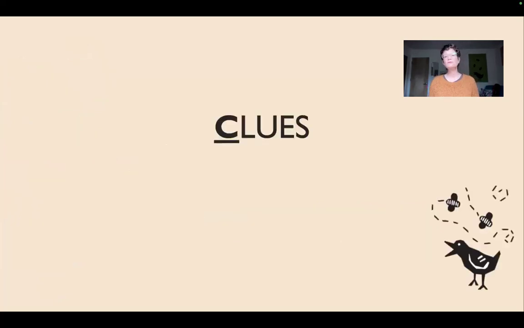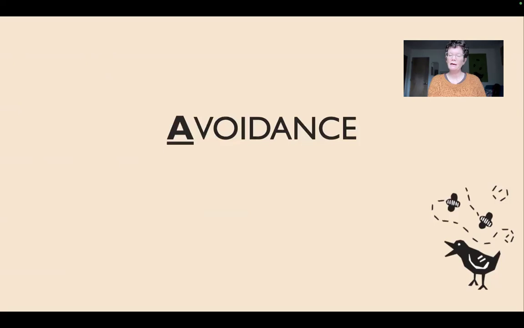All right, let's talk about these letters. So C stands for clues. Kids give clues as to whether or not something is going on with them, and I will give you some examples of these in just a minute. A is for avoidance. Sometimes kids' behavior will start to change and they'll start to avoid different people, circumstances, and things like that.